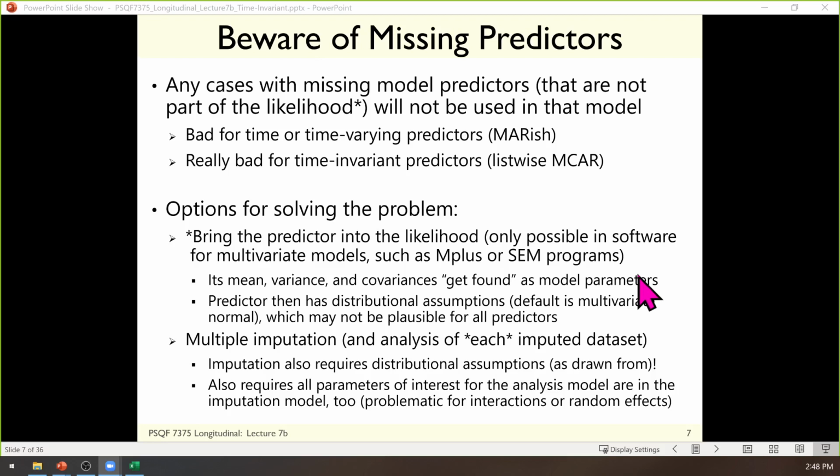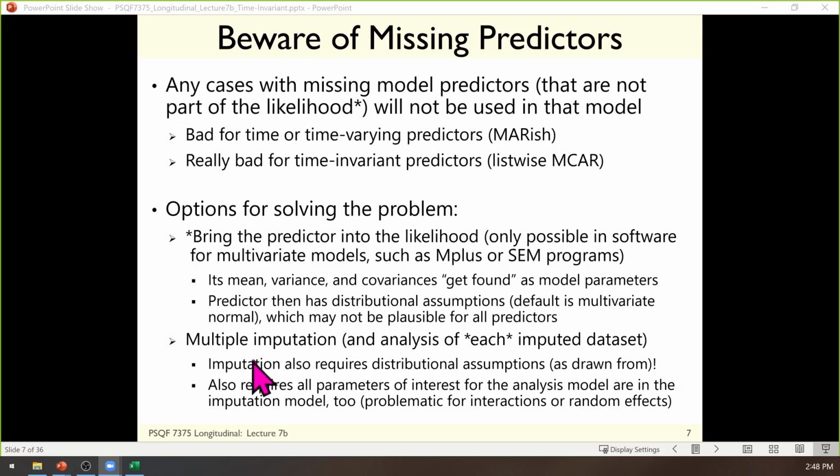And you can designate different distributions for variables, but then they really do have to be outcomes. They can't be predictors. So it's a limitation in terms of what FIML can do. You can have predictors with missingness, but at the expense of having distributional assumptions for them. And that will matter more if there's missing data.